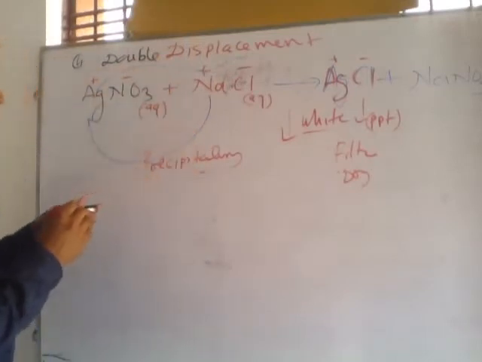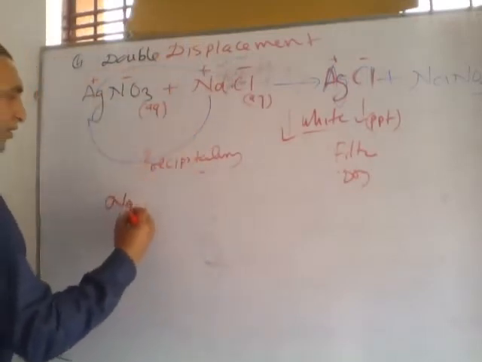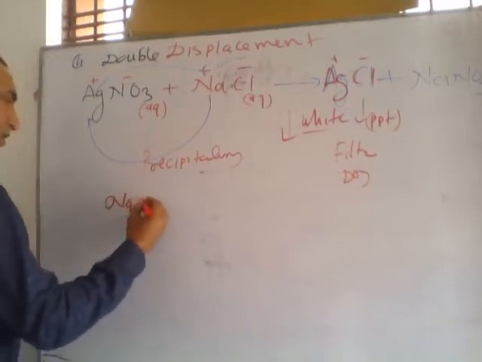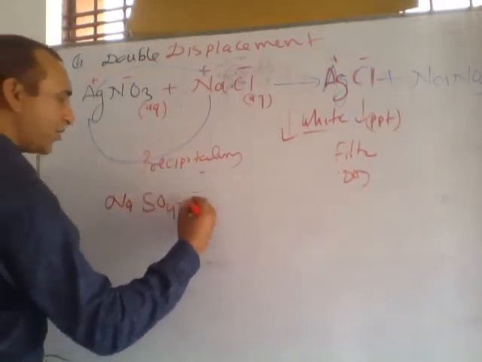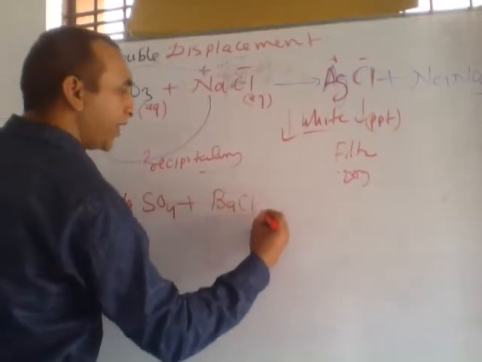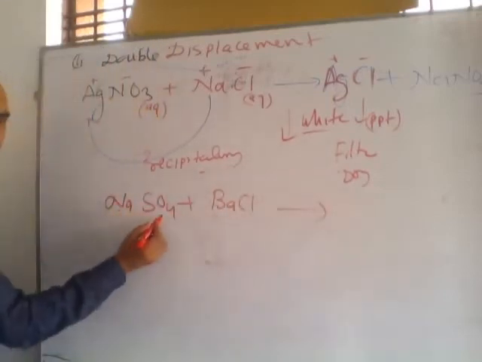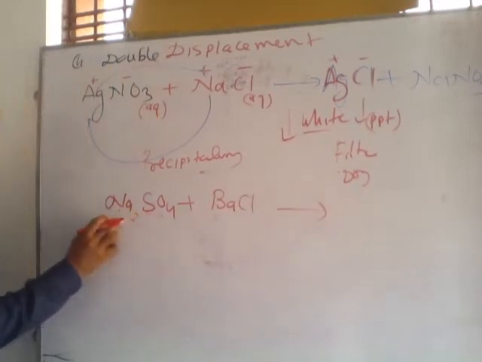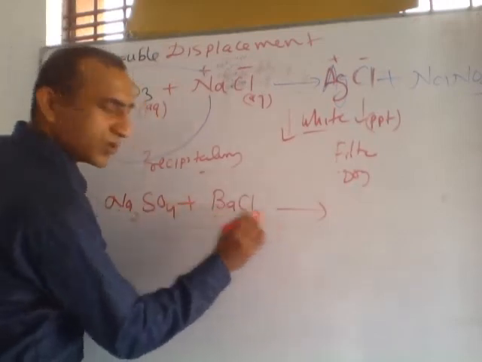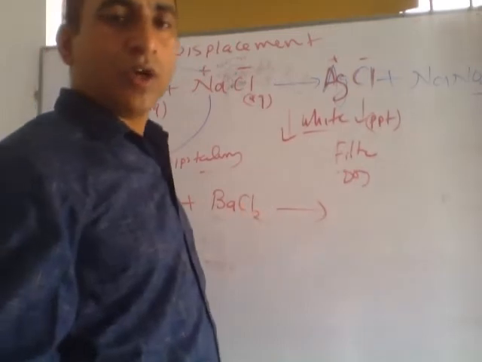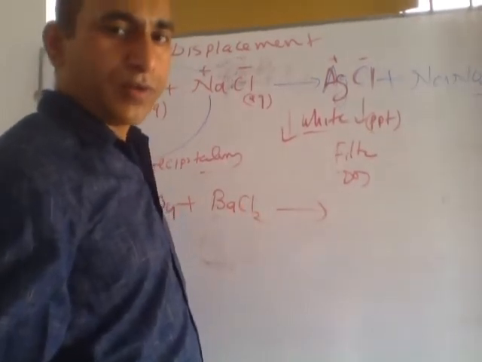Another most important double displacement reaction, suppose this is sodium sulfate and this is barium chloride. The valency of sodium is 1, the valency of sulfate is 2. So I am writing here 2. And the valency of barium is 2. I am writing here 2.